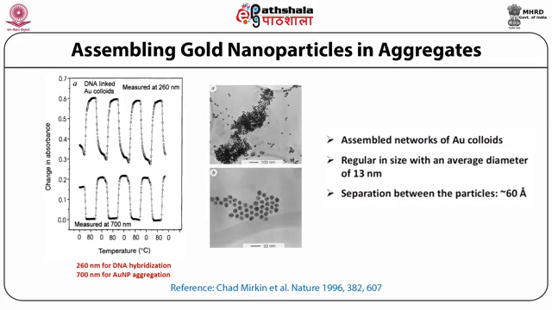But again, if you cool it down, then DNA gets hybridized, and you see that the 260 nanometer absorbance decreases. However, it again forms this pinkish blue color, and you see the AuNP aggregate. Now this TEM image shows a very nice assembled network of gold colloid, which are separated. If you magnify the image, you can see that they are separated by a 6 nanometer distance.